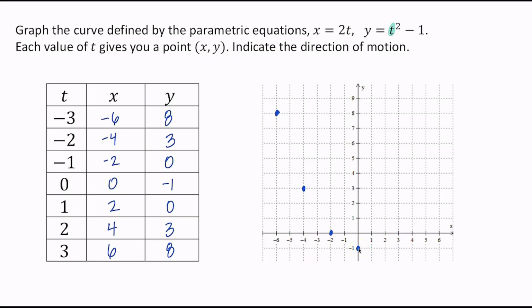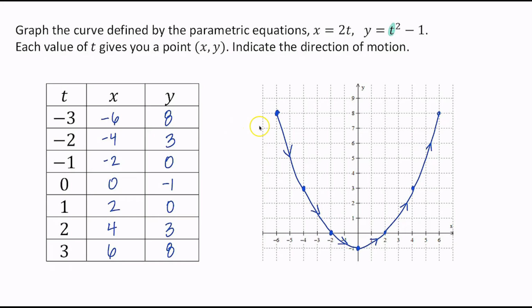I'm going to pause right here for a second because I want to think for a brief moment about the direction of motion. So we substituted in values for t, starting from negative 3 to 3, and we graphed those points in order, and so the direction of motion is going to be going down as I follow this curve so far. Now, the next point at 2, 0, I'm going to start moving in an upward direction, and then I have 4, 3, and then finally 6, 8.